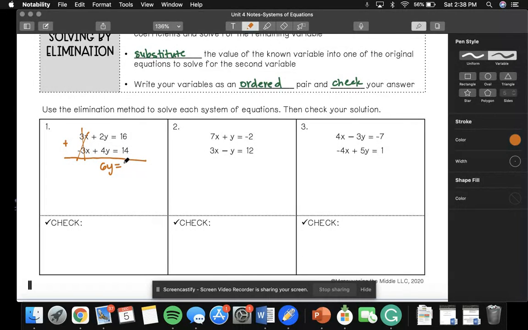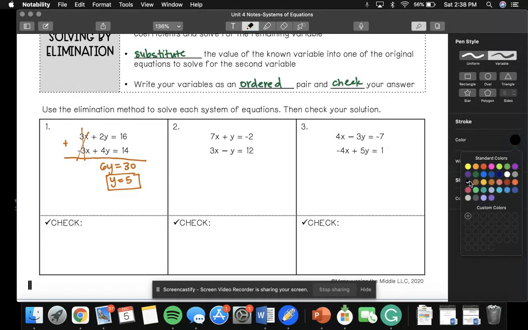16 plus 14 is 30. So our equation is 6y equals 30. I would divide by 6, and I would get y equals 5. So in my solution, I know that my y-coordinate is 5.